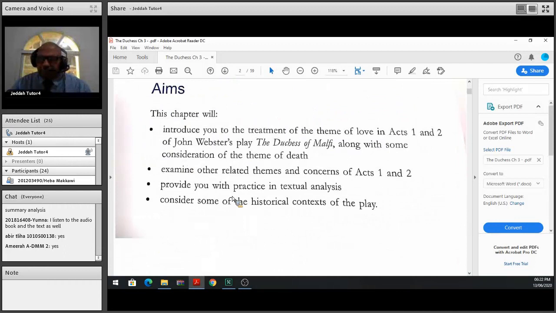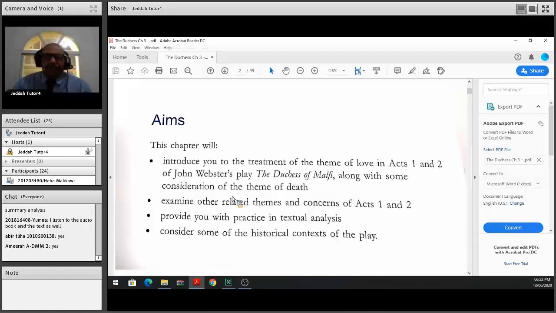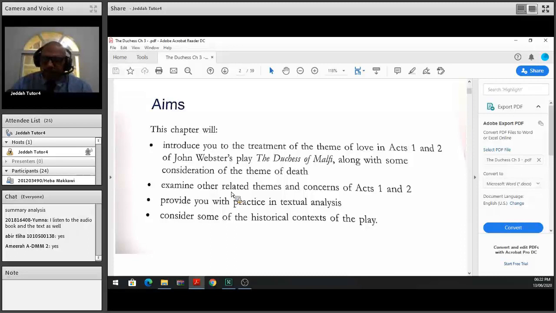Okay, so let's talk about the aim of the chapter, or the aims rather. What is it that we're trying to communicate to you? What is it that we're trying to teach you in chapter 3? We're trying to introduce you to the treatment of the theme of love in Acts 1 and 2 of John Webster's play, The Duchess of Malfi, along with some consideration of the theme of death.